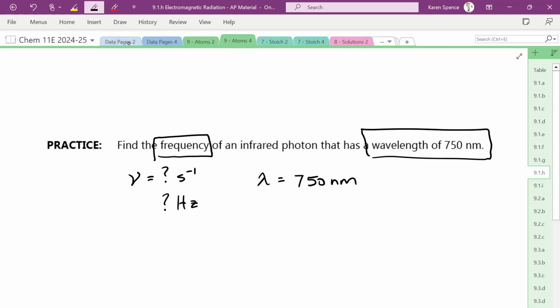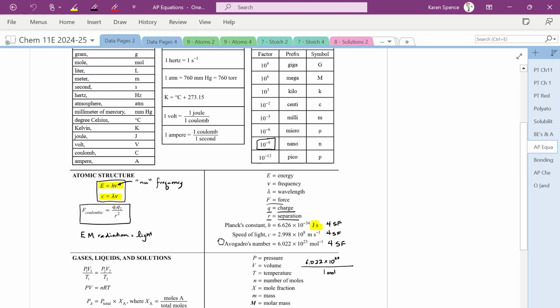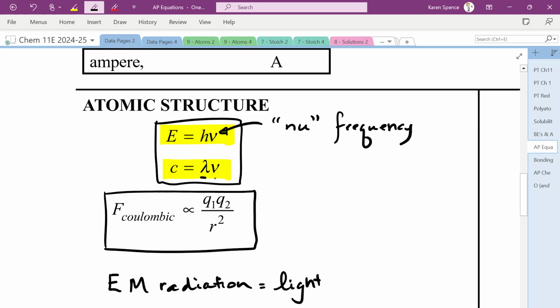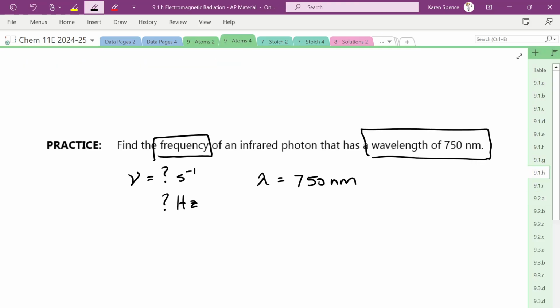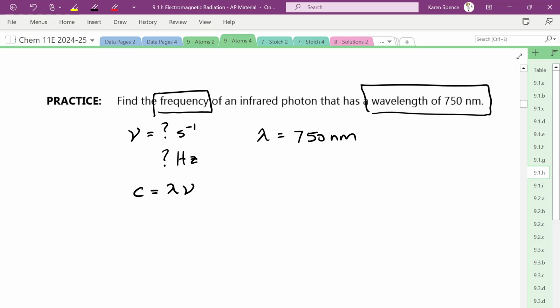We can go to our data pages and ask, what's the formula that relates wavelength and frequency? C is equal to lambda nu. Wavelength times frequency. So we have C is equal to lambda nu. Now, if your physics teacher is anything like I suspect, they will probably say solve your equation before plugging in the numbers. Do your physics teachers tell you that? Yes. So let's keep doing that.